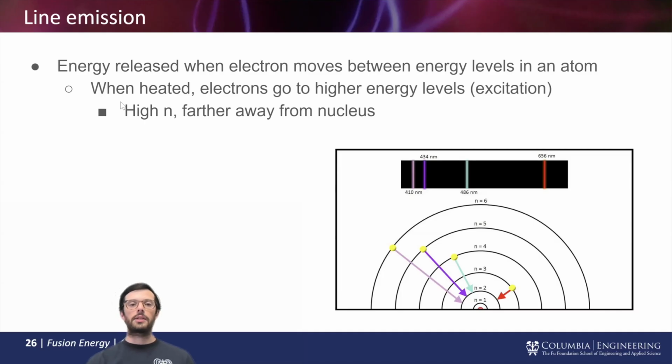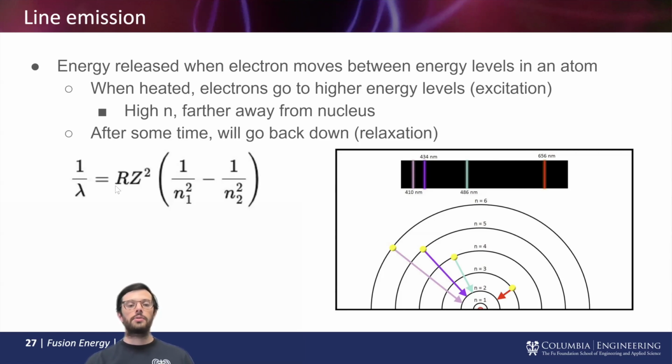So this is just reviewing what I said. When heated, electrons go to a higher energy level, and then at some point they relax, they go back down to a lower energy level, and they release that difference in light. You can use this equation, which is a pretty classic one, to calculate.